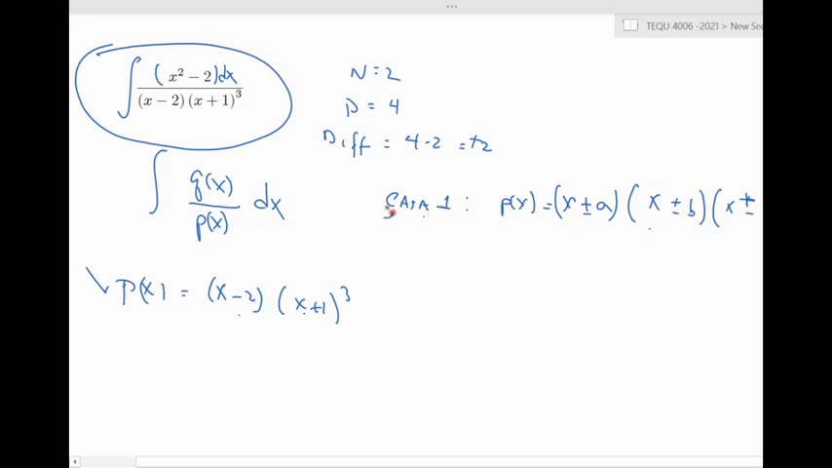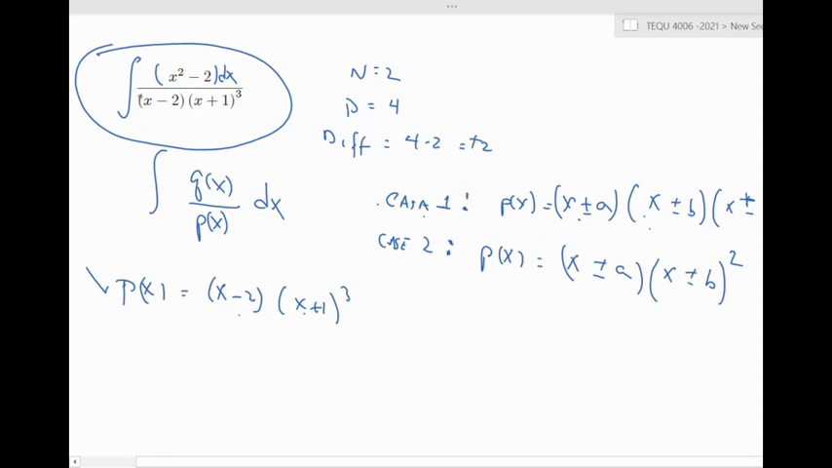Now, case 2 is when you have p(x) with some of these linear factors, but then all of a sudden the second one is not linear. It's to the second, or the third power. Let's put the second. That is case 2 of partial fractions. The difference between case 1 and case 2 is that one of these factors is to a power above 1: 2, 3, 4, and so forth.